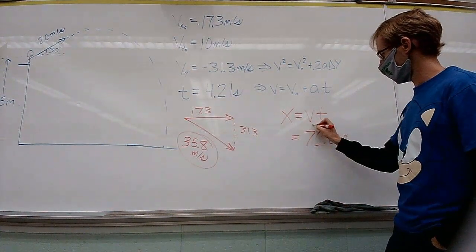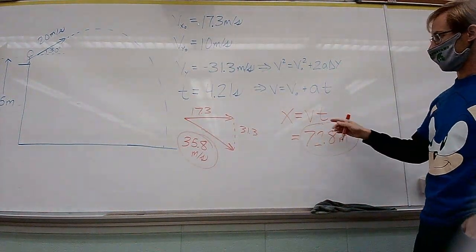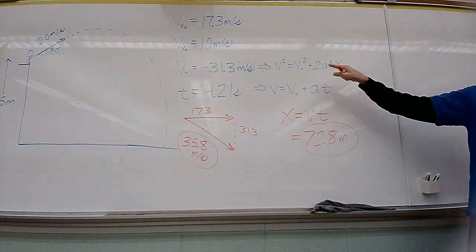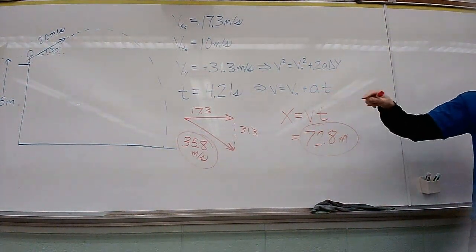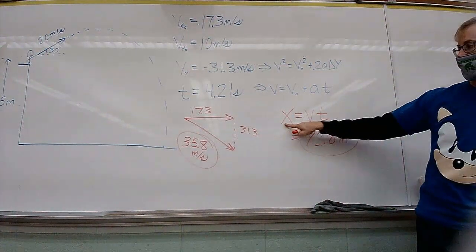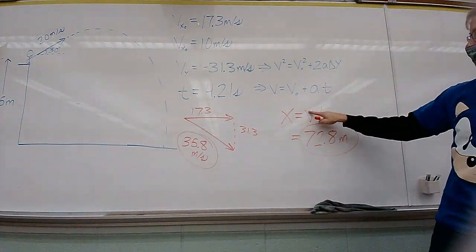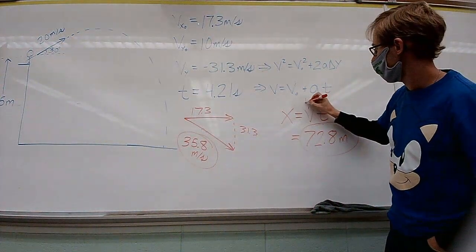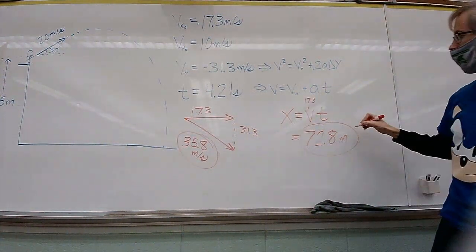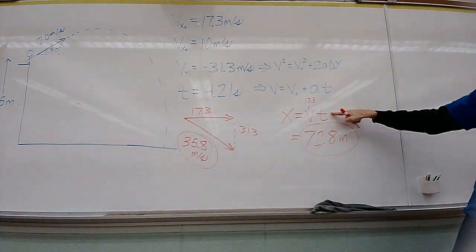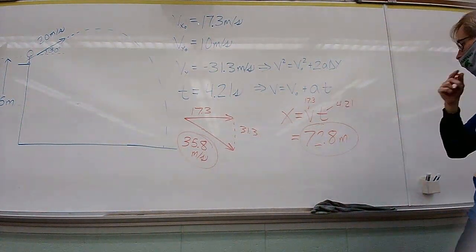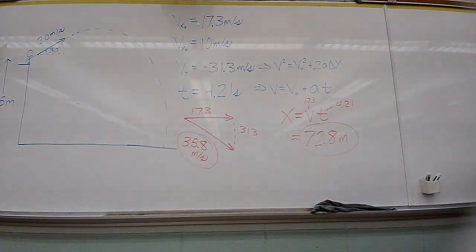The reason for that is because, when you're using these equations, if you're not going to put the little letters in there, the x's and the y's, you do have to be very careful. This is an x equation, so this has to be a horizontal velocity, which is 17.3. And then we calculated the total time earlier, 4.21. Do a little bit of multiplication, and you've got your total distance.